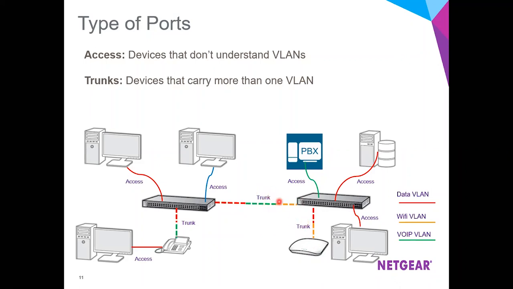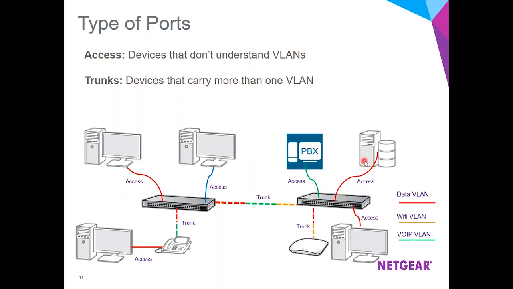Trunk ports carry more than one VLAN, and access ports are ports where we only carry one VLAN. For example, if I have just one computer that belongs to the data VLAN, that's going to be an access port. Same thing as a server. If it only belongs to one VLAN, it's only an access port.